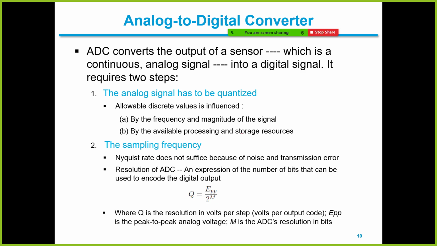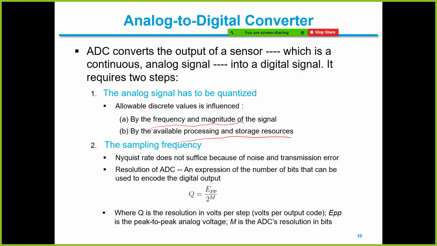And during this conversion, there are two steps. One step is that we need to do quantization with the analog signal. And what scale of quantization, what level of quantization is needed, depends on the frequency and magnitude of the signal. Also it depends on the processing and storage resources of the processor.